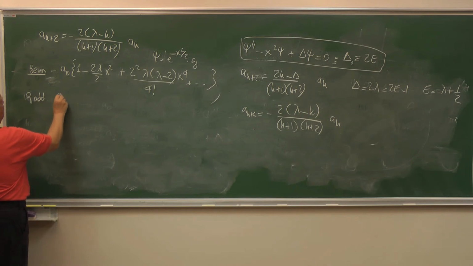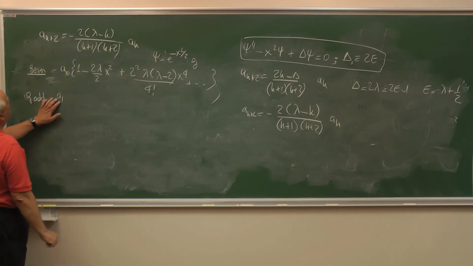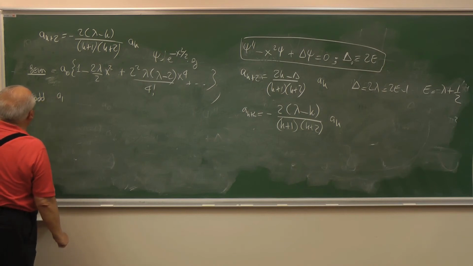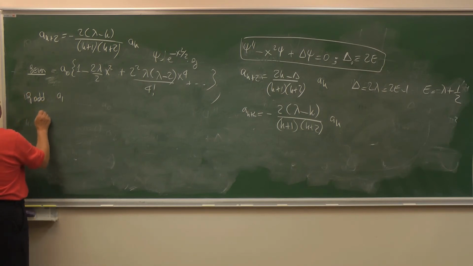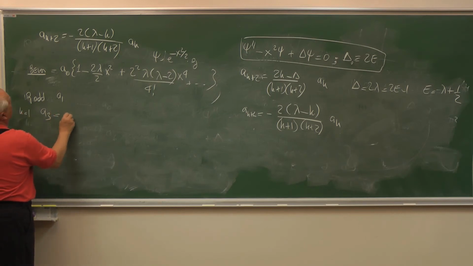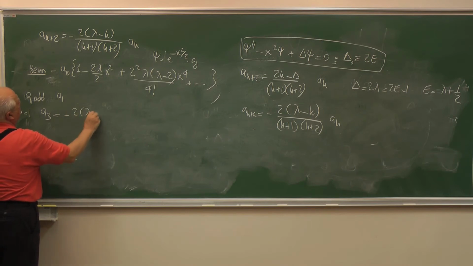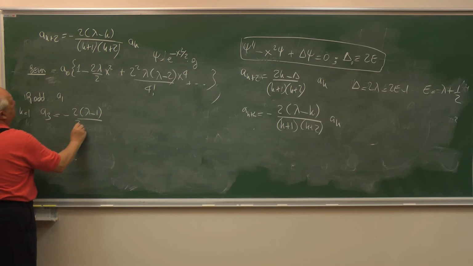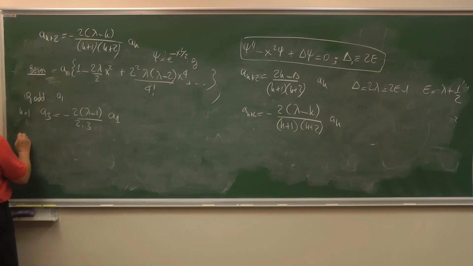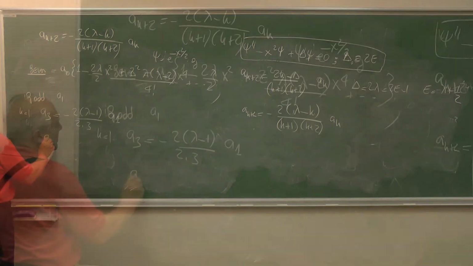We must be given A1. Once you are given A1, A3, A5 are all generated. So A1 is given, then A3, that means K equals 1. A3 is equal to minus 2 lambda minus 1 over 2 times 3 A1. And one more, A5.